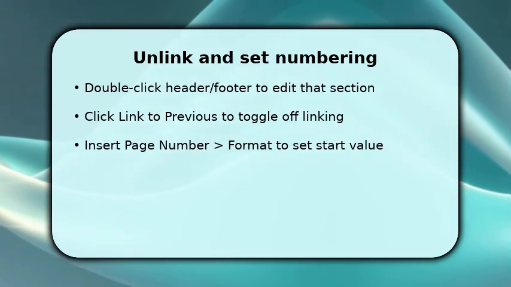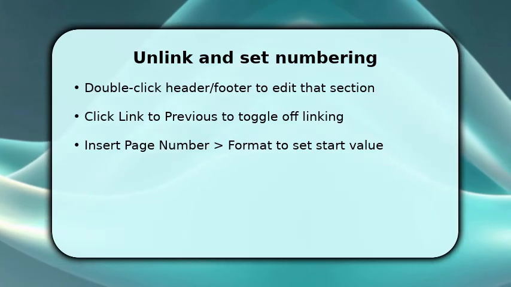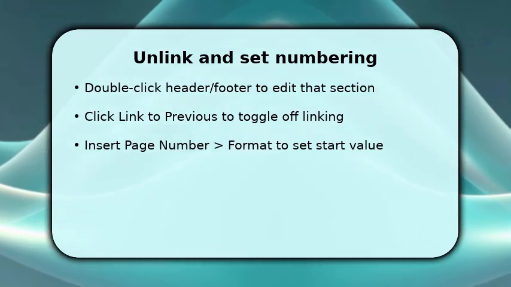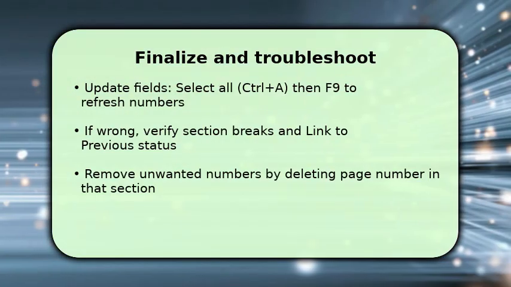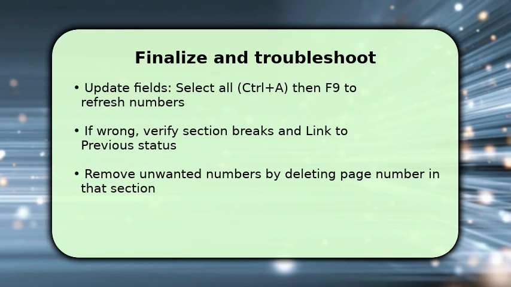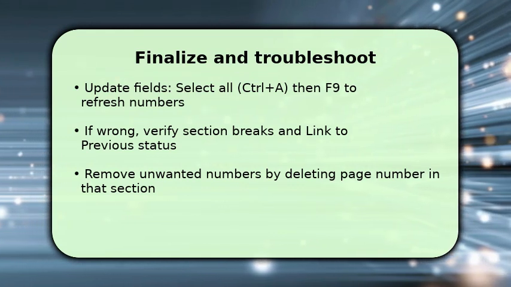You finish by updating all fields so numbers refresh. Press Ctrl plus then F9. Scan each section's header/footer to confirm link to previous is off where you want separate numbering.